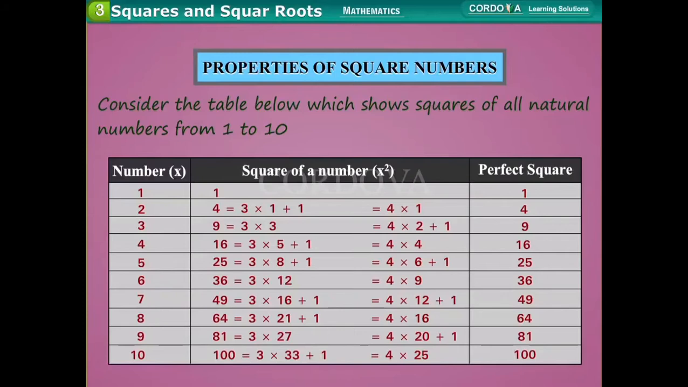25. 36 is equal to 3 into 12, which is equal to 4 into 9. 49 is equal to 3 into 16 plus 1, which is equal to 4 into 12 plus 1. 64 is equal to 3 into 21 plus 1, which is equal to 4 into 16. 81 is equal to 3 into 27, which is equal to 4 into 20 plus 1. 100 is equal to 3 into 33 plus 1, which is equal to 4 into 25.